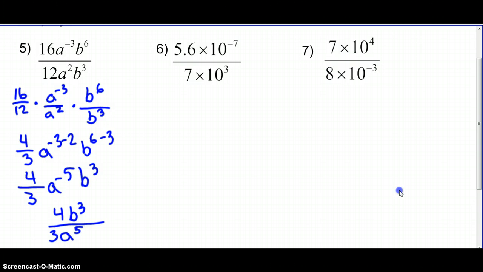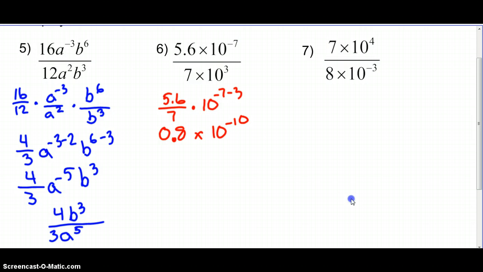All right, let's take a look at number 6, a little scientific notation for you. Now, again, we basically have two problems. The first problem is 5.6 divided by 7, times 10 to the negative 7 minus 3. Now, let's go ahead and work on simplifying. 5.6 divided by 7 works out somewhat nicely. It's 0.8, and then we're going to have times 10 to the negative 7 minus 3, which is negative 10.